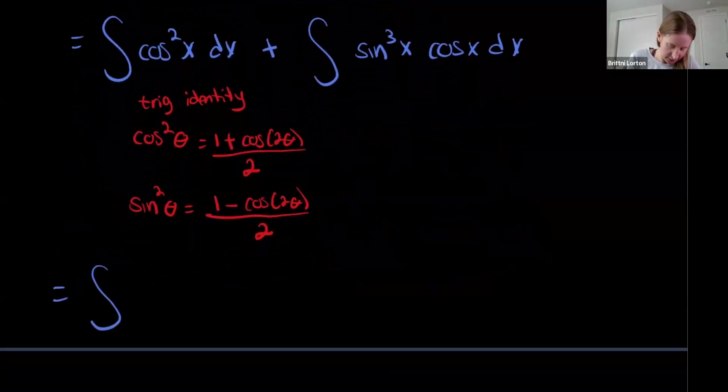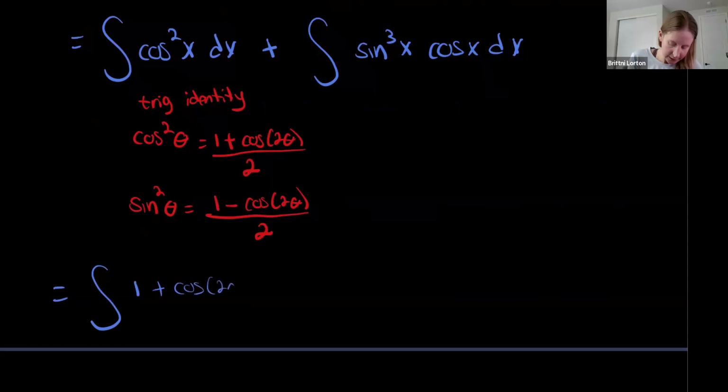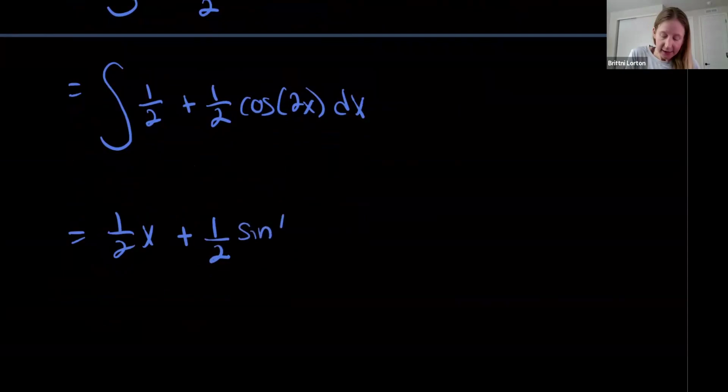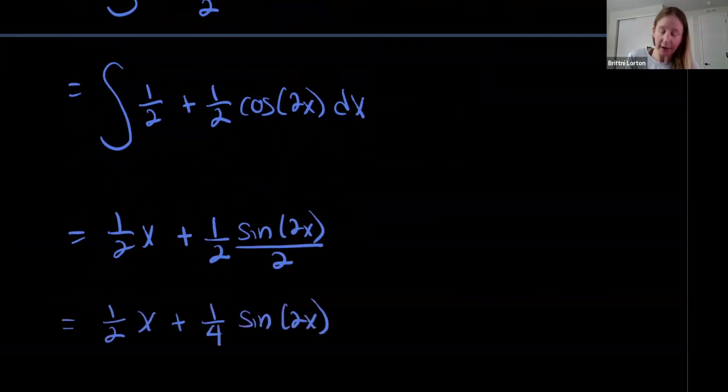So this is going to become the integral of 1 plus cosine of 2 theta divided by 2, although I guess I had an x, not a theta, so I'll keep my variables correct. And then now I'll break up that fraction, which is a 1/2 plus 1/2 cosine of 2x dx, which becomes then a 1/2 x plus 1/2 the antiderivative of cosine is sine, but the inside was linear, so I can divide by that constant multiple. So 1/2 x plus 1/4 sine of 2x plus c.